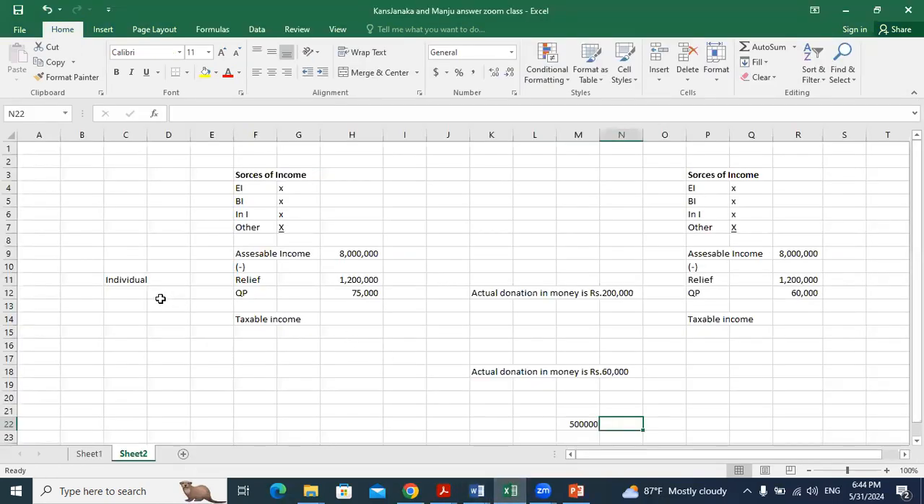Something like this. So let's say this is not an individual but a company, with no employment income. So business income, investment income, and other income. This relief is not available. It could be available for a qualifying payment made to an approved charity.